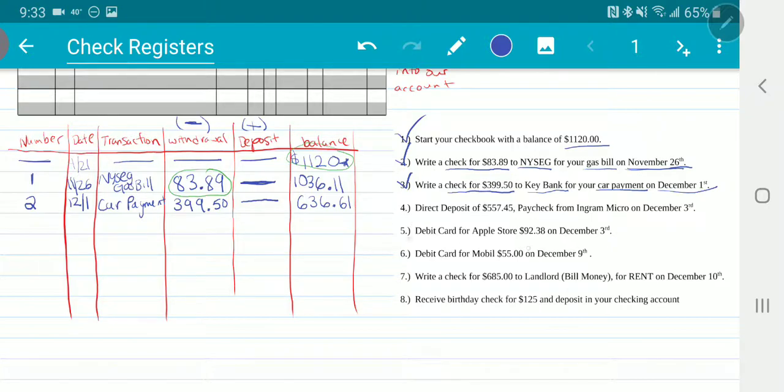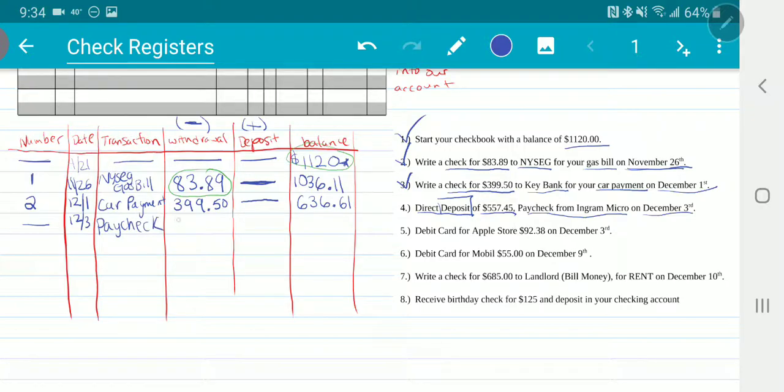Number 4 says we have a direct deposit of $557.45, and this is my paycheck from Ingram Micro on December 3rd. So what's happening here is I'm getting paid. This is good. I'm getting money into my account. It even says right here, a direct deposit, so my account's going to go up. There was no check number here, so I'm not going to worry about that. It's telling me this happened on December 3rd, and this is my paycheck. So I'm going to write paycheck here.